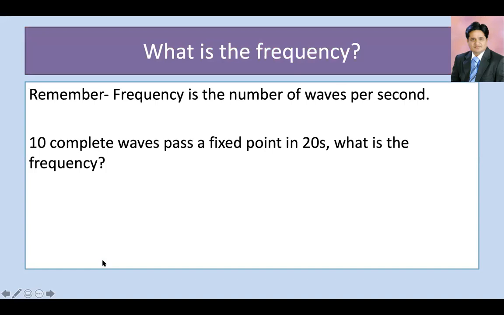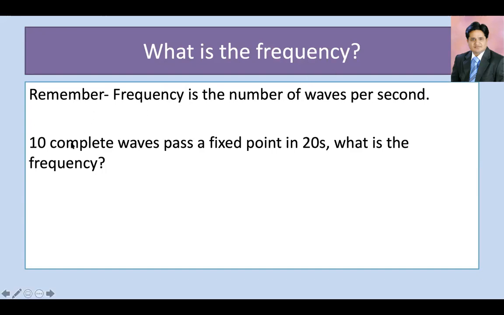Now, let's do some problems on waves. When you're talking about numerical problems on frequency, let's say you have a question: 10 complete waves pass a fixed point in 20 seconds. What is the frequency? Now let's revisit the definition of frequency. Frequency means the number of waves per second.